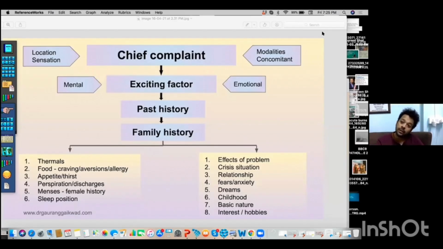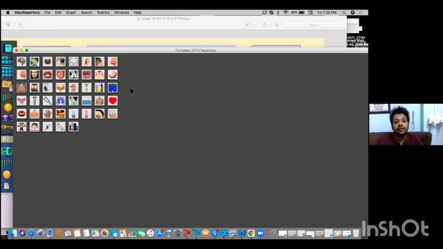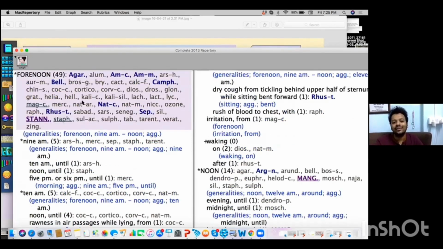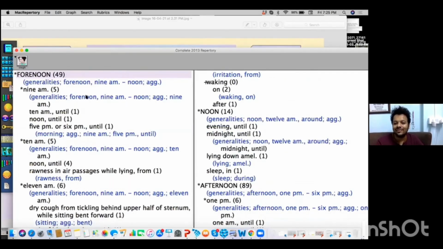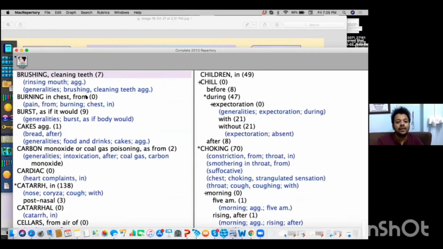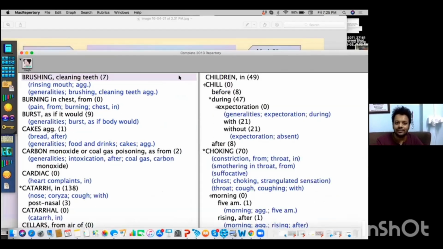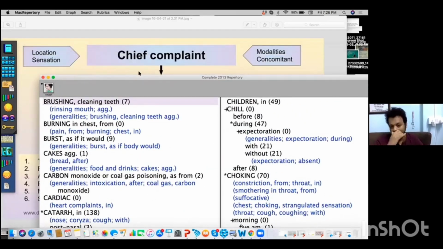So, aggravations, ameliorations. Today, one patient said that she gets cough only at 11 a.m., in the forenoon. So, cough during forenoon. This was the symptom. Strange. One patient recently told me that she gets cough as soon as she starts brushing or cleaning the teeth. So just the modalities.